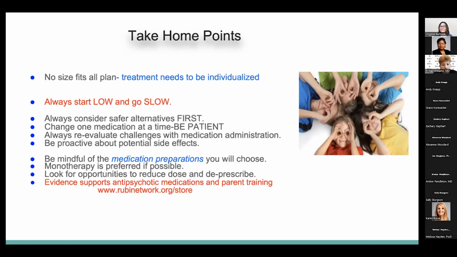Having evidence of the combined approach with psychotropics and parent training is also essential.